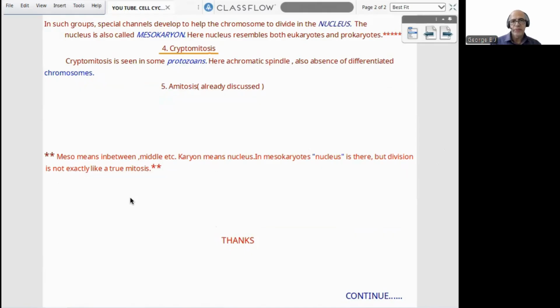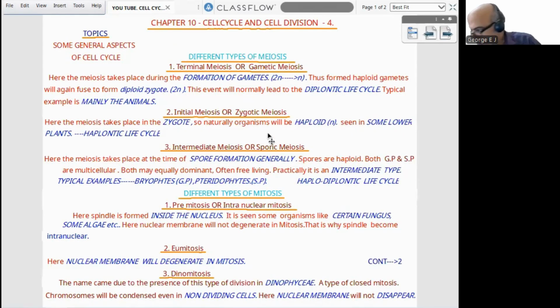By this, the chapter is getting over. Chapter 10, cell cycle and cell division. Now, in the next episode, we'll be proceeding to the next 2. Based on the demand of the students which I receive, we can proceed, like plant kingdom or biological classification, living world.